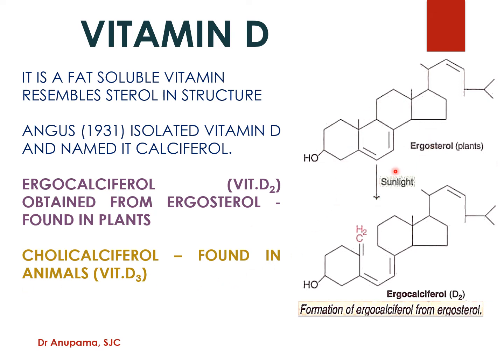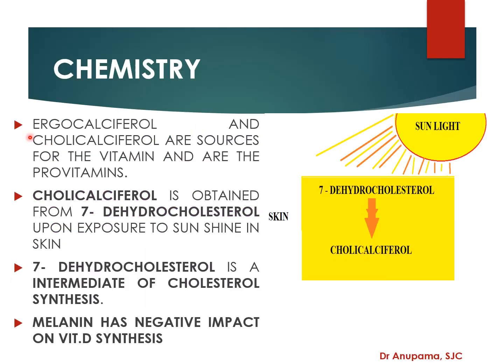Here you can see ergosterol is the one which is found in the plants. Upon exposure to sunlight, this ergosterol is converted to ergocalciferol, which is vitamin D2. In animals, we directly find cholecalciferol, which is vitamin D3. Ergocalciferol and cholecalciferol, both of them are sources for the vitamin and are provitamins.